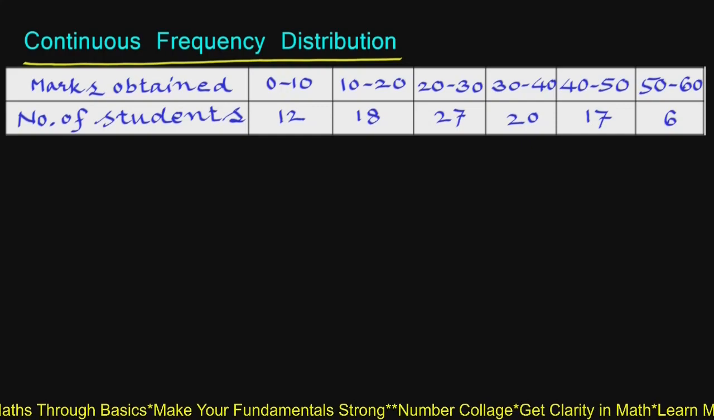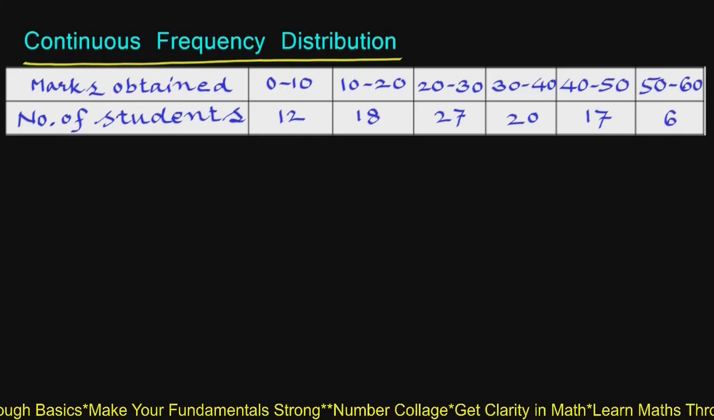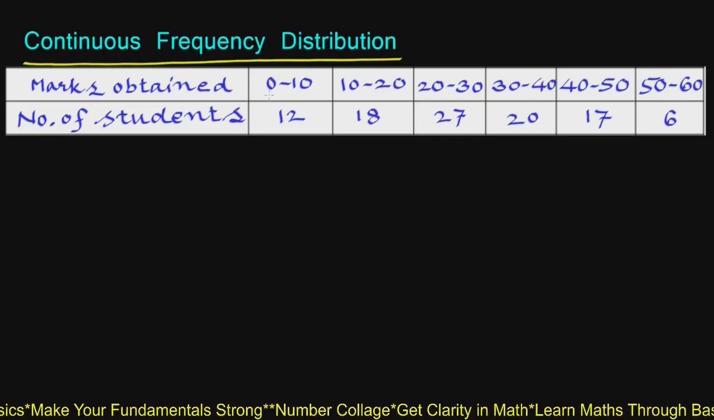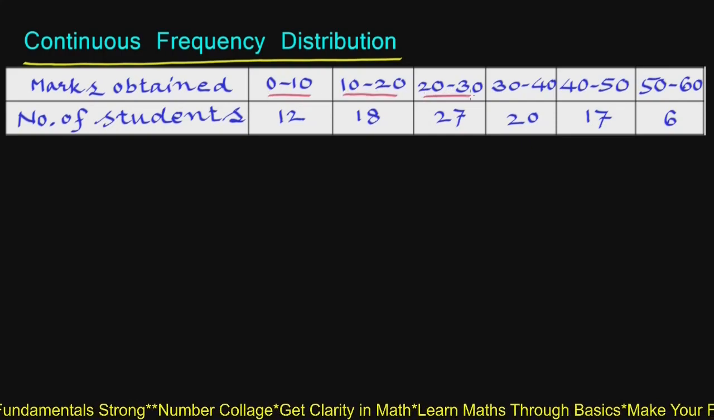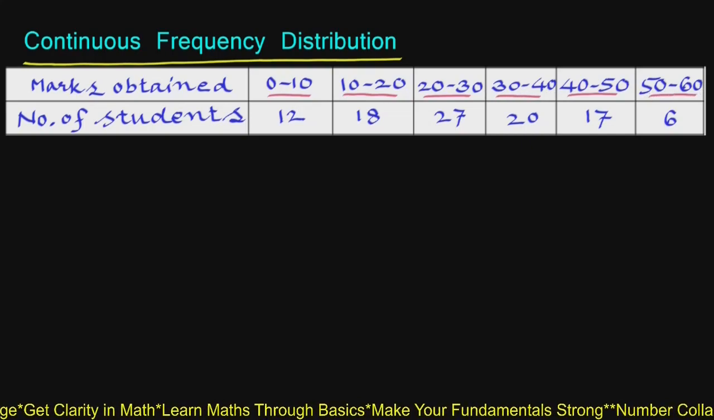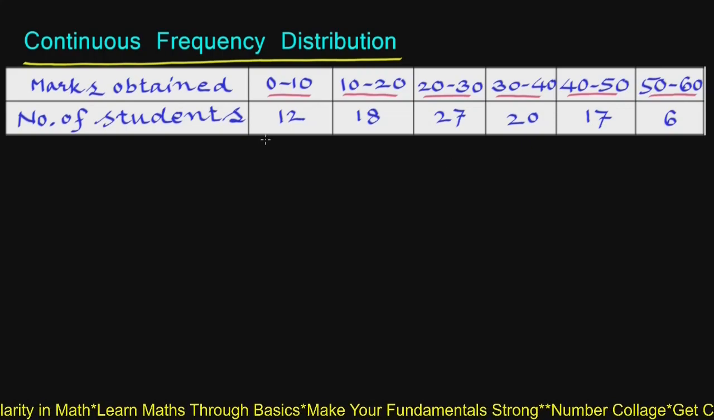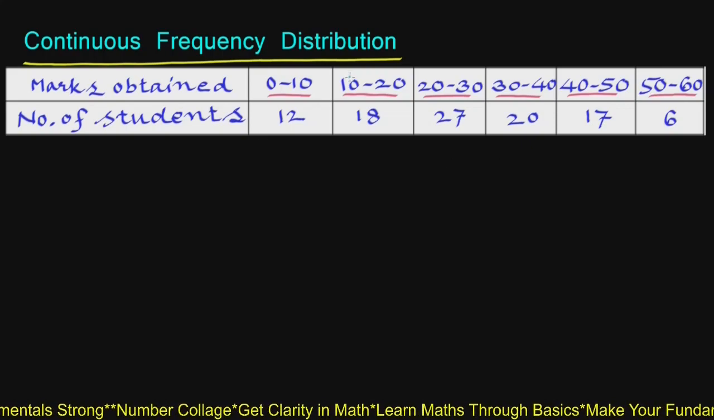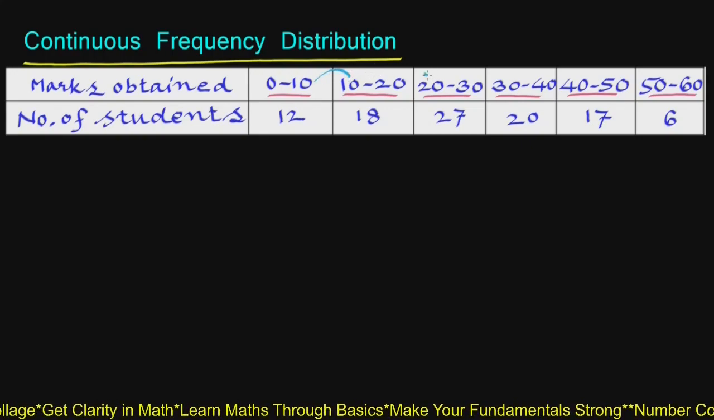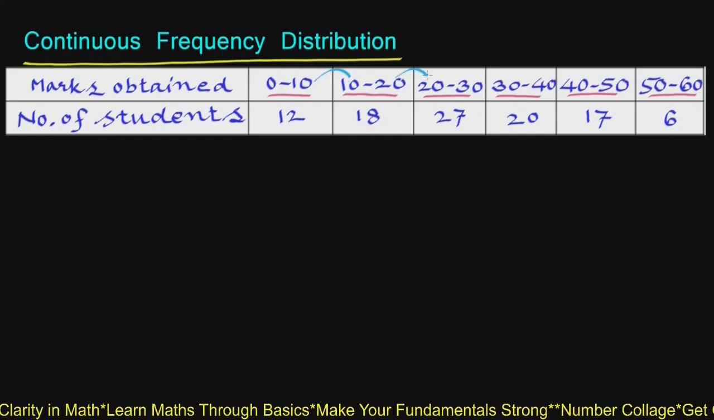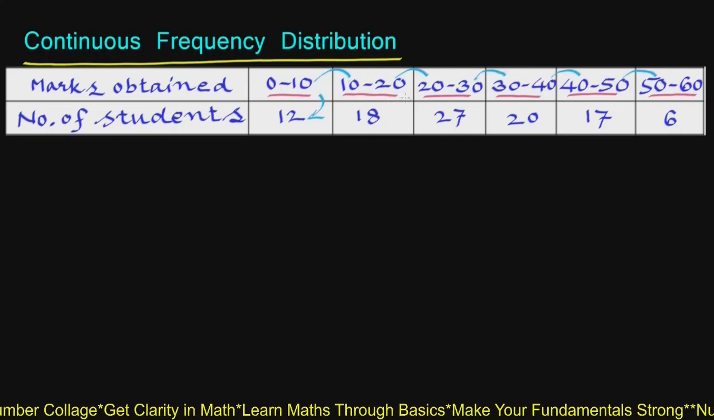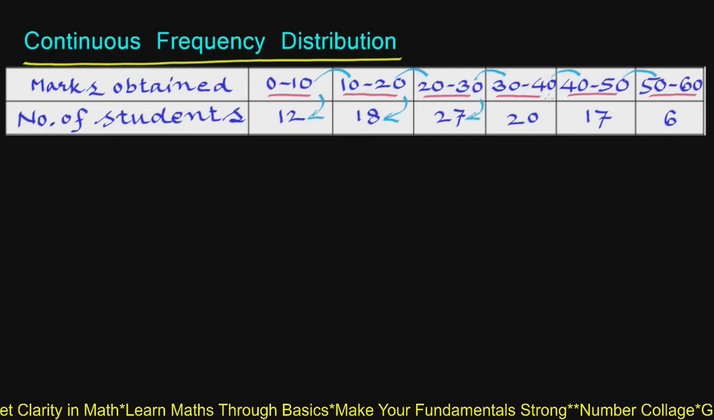In continuous frequency distribution, the data are classified into different class intervals without gaps along with their respective frequencies. In this table, marks obtained by 100 students are presented where 0 to 10, 10 to 20, 20 to 30, 30 to 40, 40 to 50, 50 to 60 are different class intervals without gaps, meaning the next class interval starts where the previous class interval ends, so on and so forth. And these are the corresponding frequencies of each class interval.